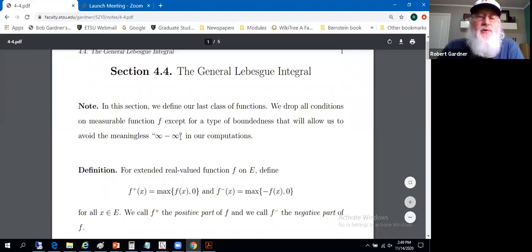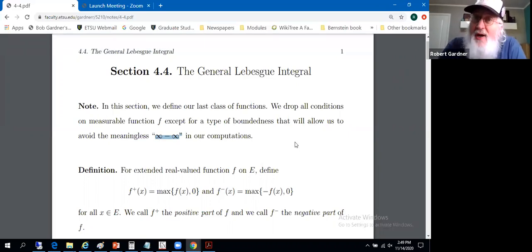Our big concern now is infinity minus infinity popping up in some of the definitions. So what's totally driving class 3 of functions is avoidance of that. We're allowing unboundedness, so infinity can definitely pop up. We're not restricting ourselves to non-negative, so subtraction's on the table as well. That's meaningless, so that'll have to be avoided.